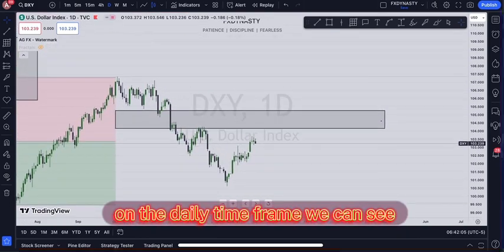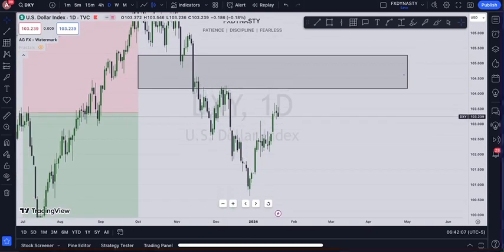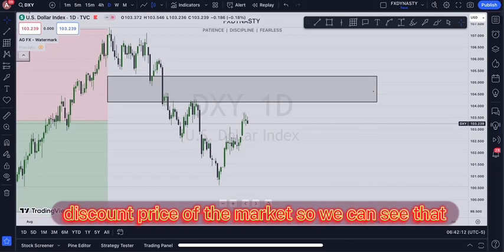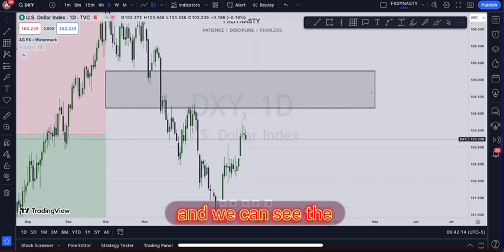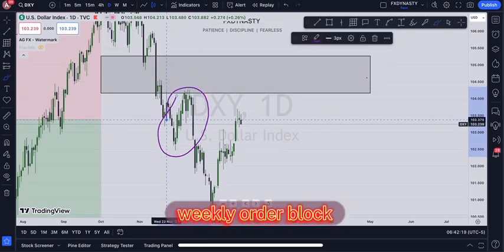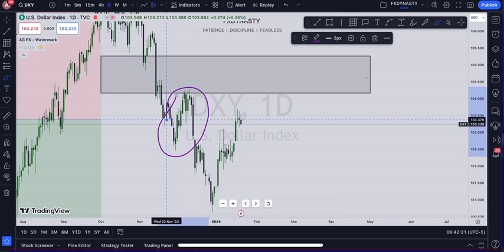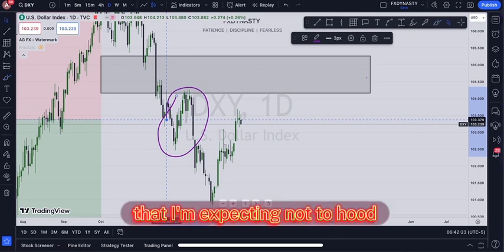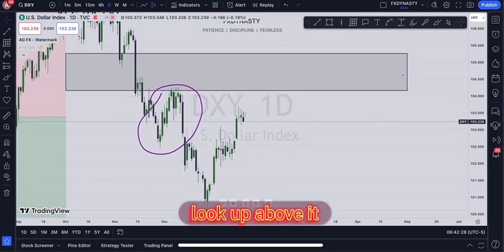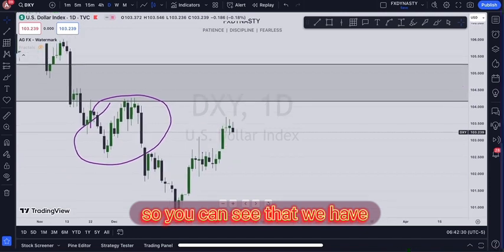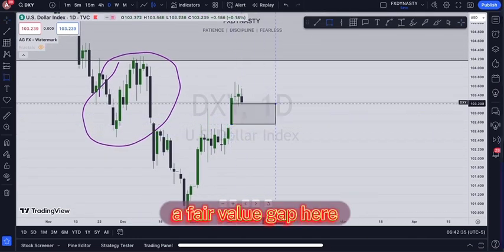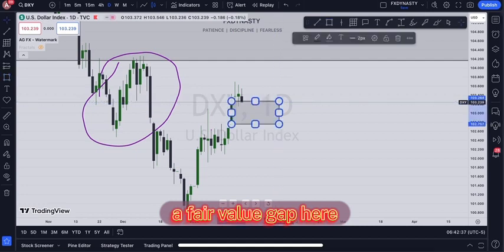On the daily time frame, we can see, notwithstanding, we are still on the discount price of the market, so you can see that, and we can see the weekly order block that I'm expecting not to hold. I'm expecting it not to hold because of the fair value gap above it. So you can see that we had a fair value gap here.